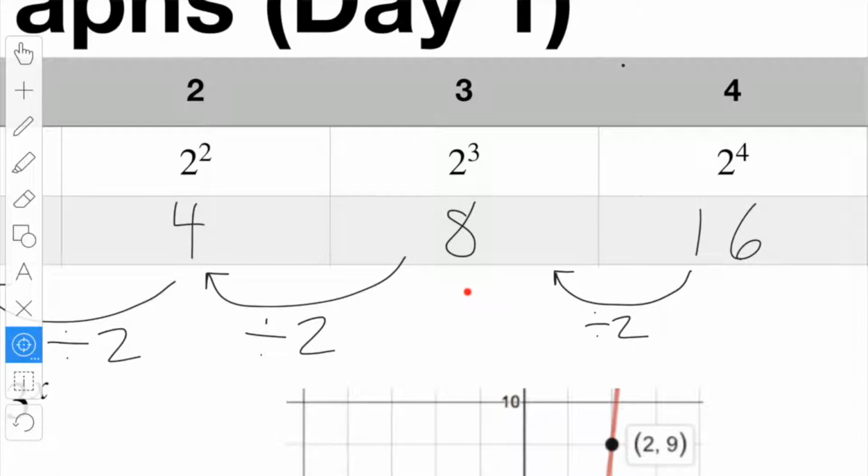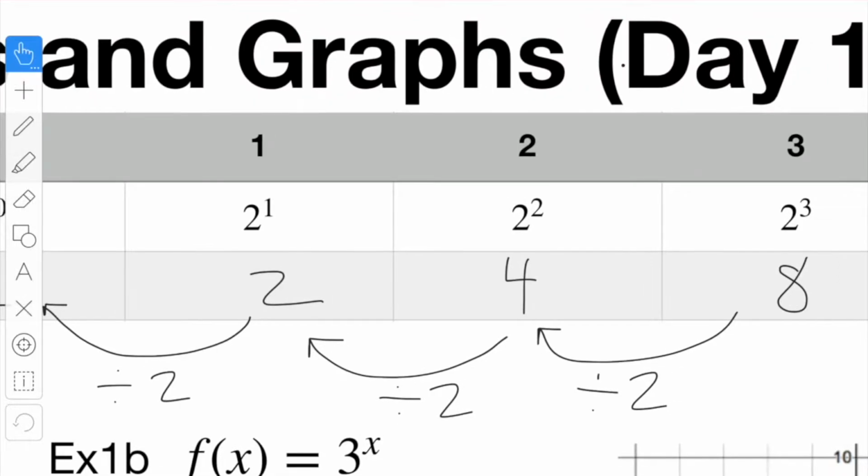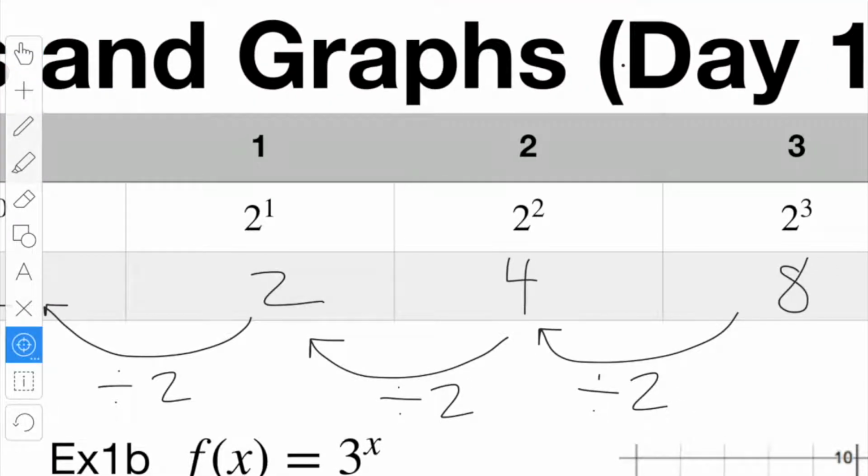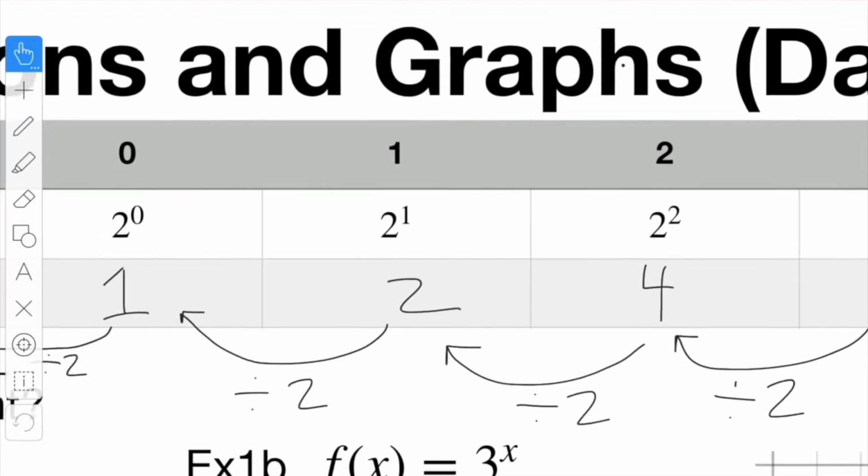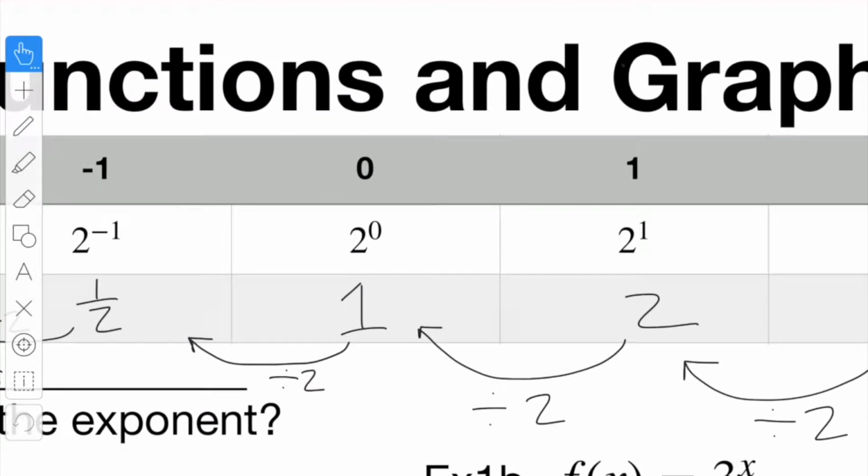If you go backwards, from 16 to 8 to 4, you divide by 2 each time. Divide by 2, divide by 2. And the pattern holds. You can see here 2 to the first power is just going to be 2, since 4 divided by 2 is 2. And that's one of the reasons why we can say 2 to the 0 is going to be 1.